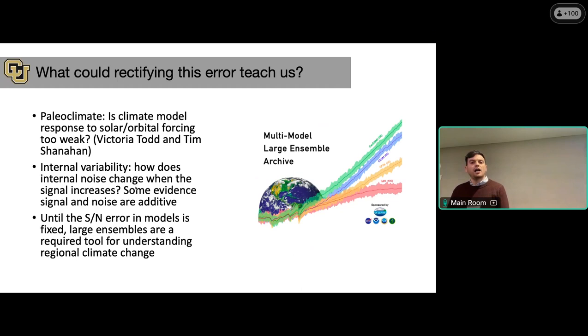So I would encourage you to use these large ensembles, think carefully about the ensemble mean, and think carefully about how large an ensemble you would need to really extract that ensemble mean. So with that, I'll take any questions during the discussion. Thank you.